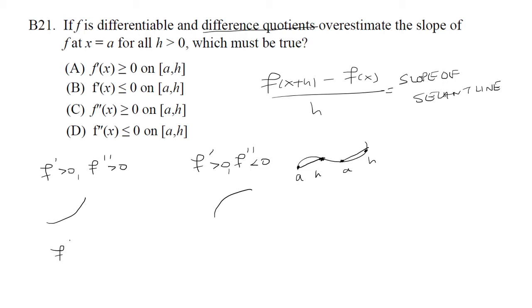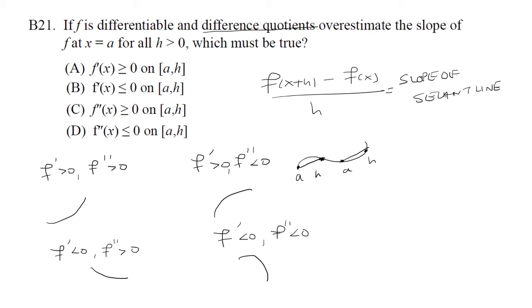And then first derivative negative, second derivative positive. So this is decreasing and concave up. And then first derivative negative, second derivative negative. And this is decreasing and concave down. So our job here is to see which of the following will give us an overestimate.